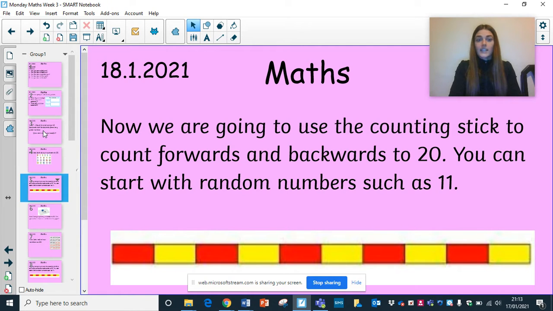So 9, 10, 11, 12, 13, 14, 15, 16, 17, 18. This time we're going to start the counting stick with the number 17, and we're going to count down, okay? So 17, 16, 15, 14, 13, 12, 11, 10, 9, 8. You can carry on counting back or forwards if you would like.